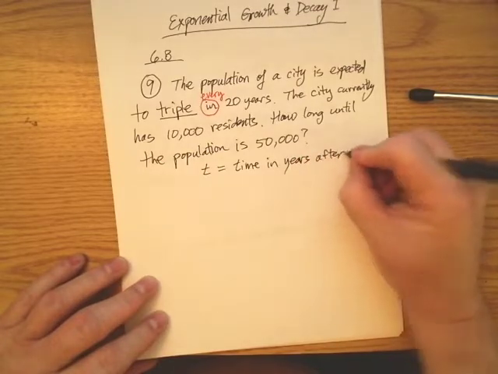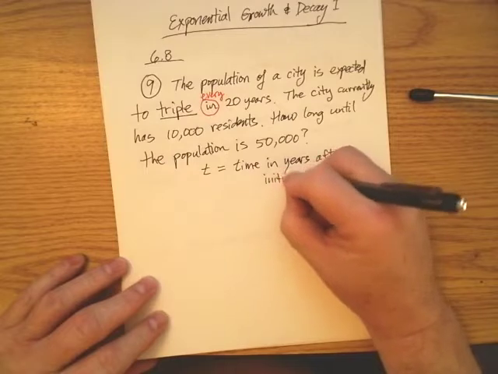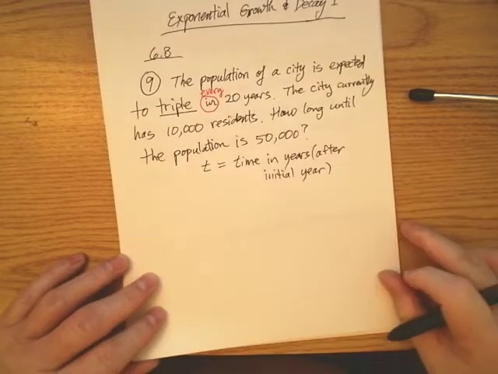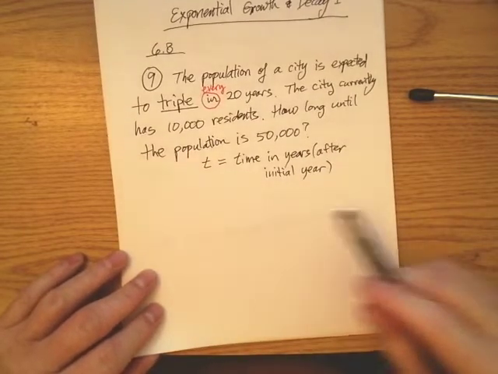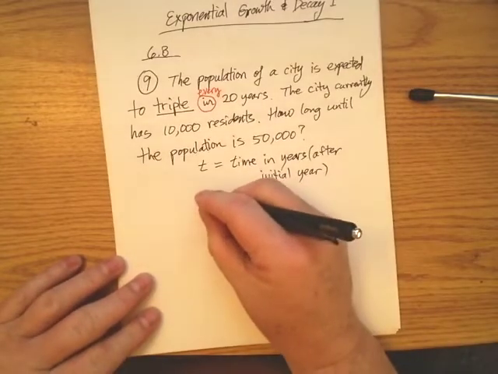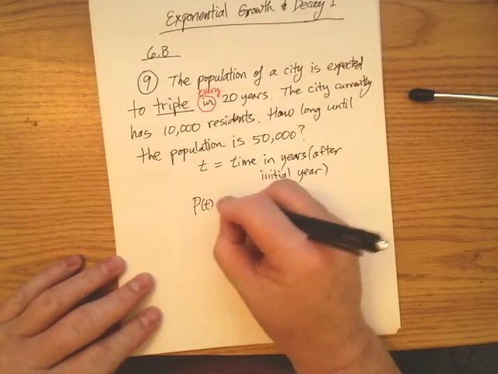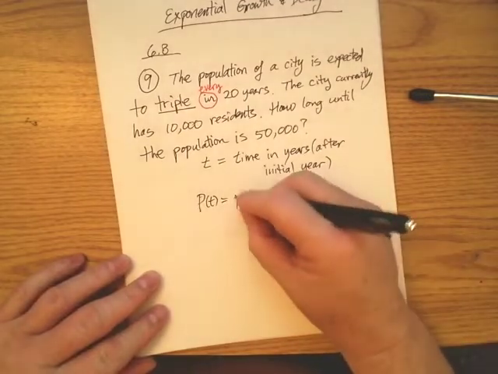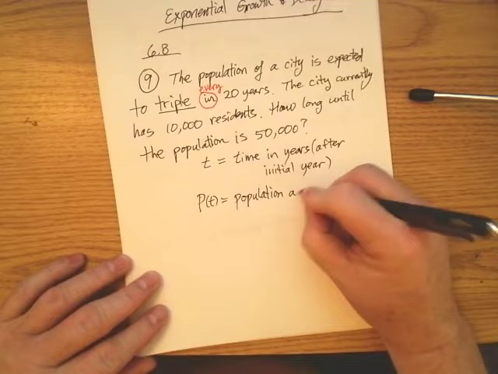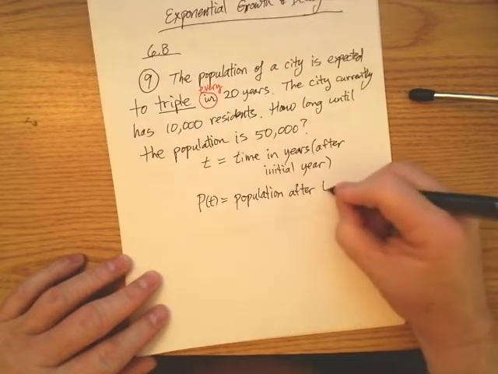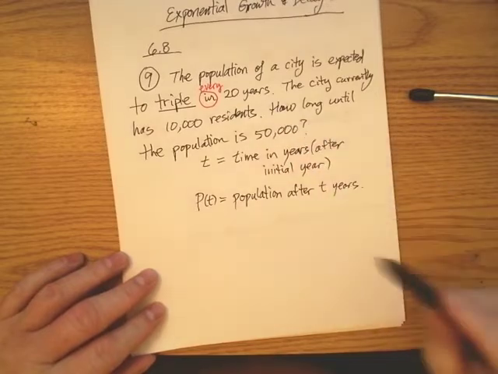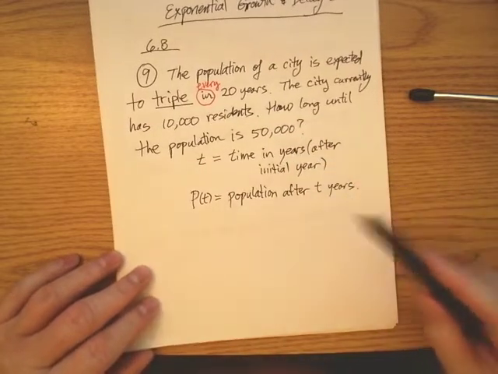After the initial year. We didn't have any particular initial year, but this t is the amount of time that will have passed. And I'm going to have population, which will be a function of time, so I'll write it this way. We'll have this be what? The population after t years, or at the end of t years, if you wish. The population, of course, is in this context the population of the city.